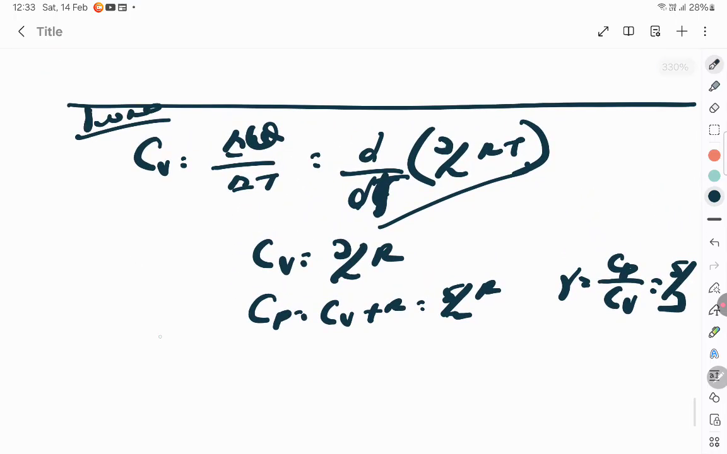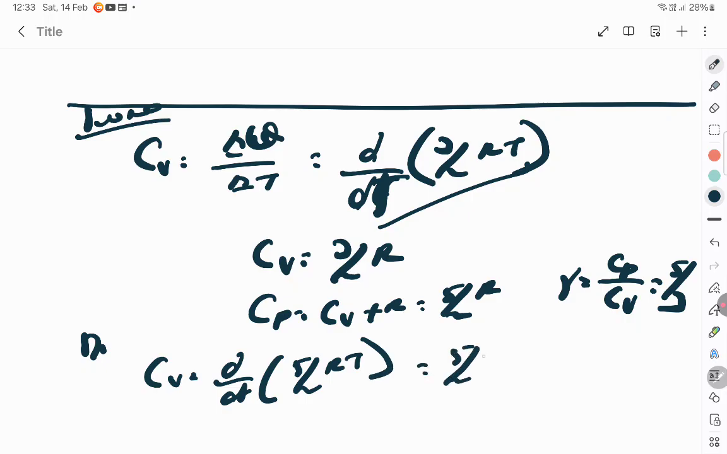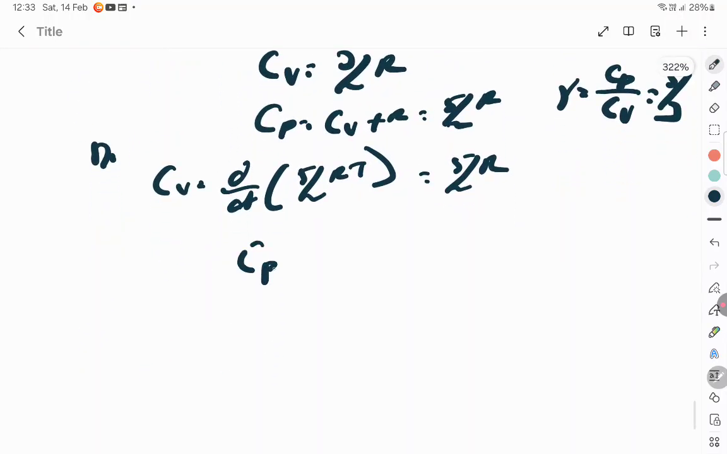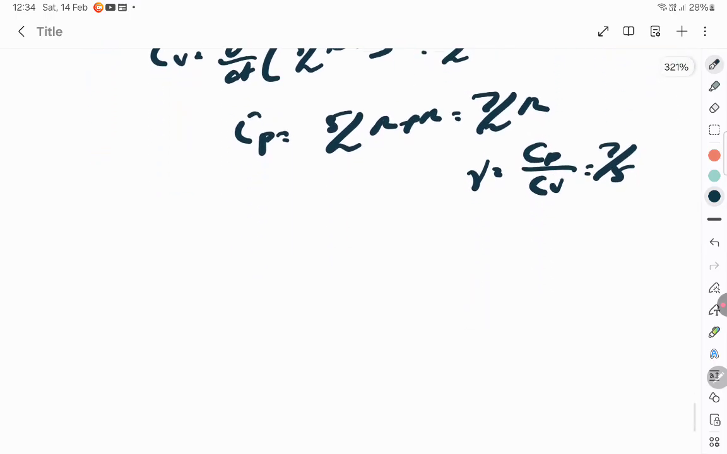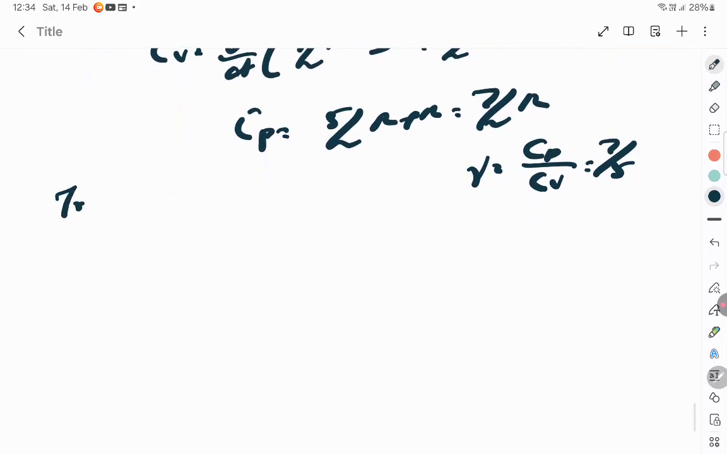Mono is done. Let's do diatomic. For diatomic, Cv is equal to d by dT of 5 by 2 RT, so it's 5 by 2 R. And so Cp is equal to 5 by 2 R plus R, which is 7 by 2 R. Therefore gamma is Cp by Cv, which is 7 by 5. Are you clear?